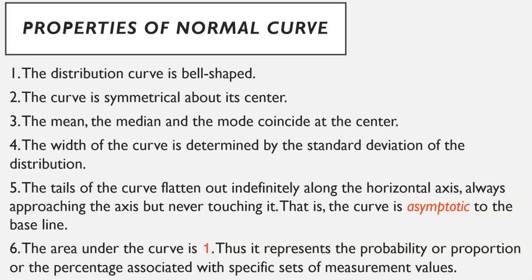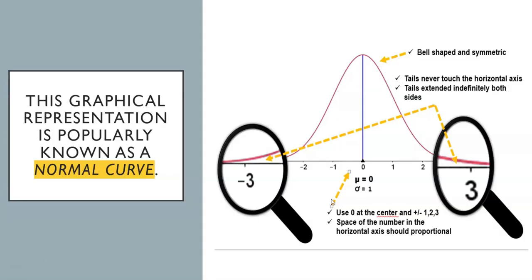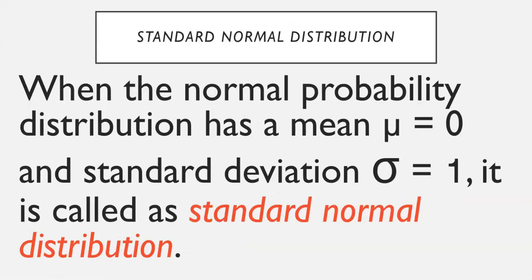Number 6, the area under the curve is equal to 1. Thus, it represents the probability or proportion or the percentage associated with specific sets of measurement values. If we look at the graph, no matter how big or how small the distribution or the normal curve is, its area is always equal to 1. When the normal probability distribution has a mean equal to 0 and standard deviation equal to 1, it is called the standard normal distribution.